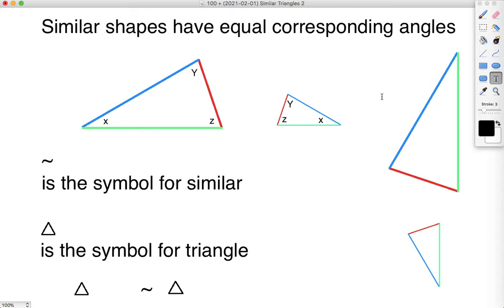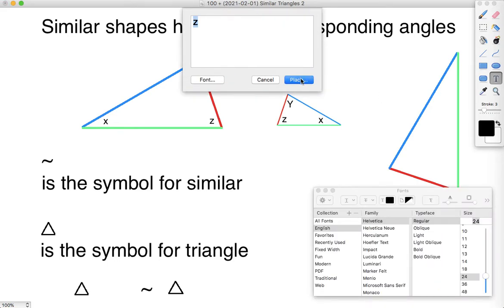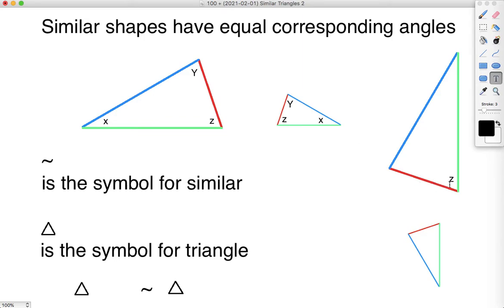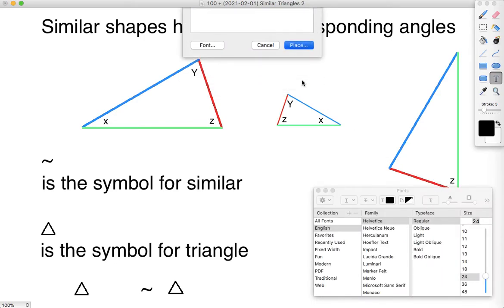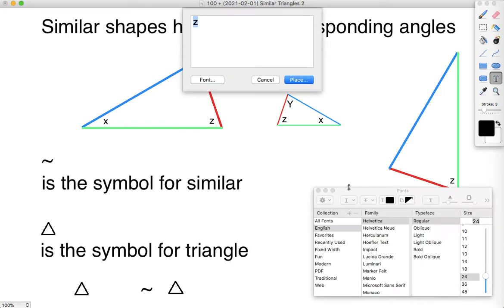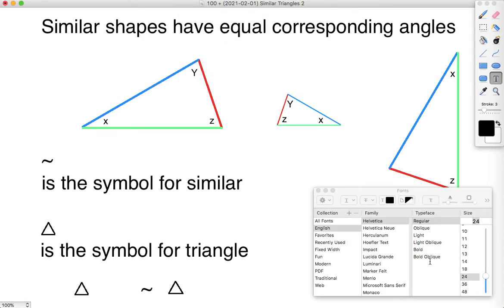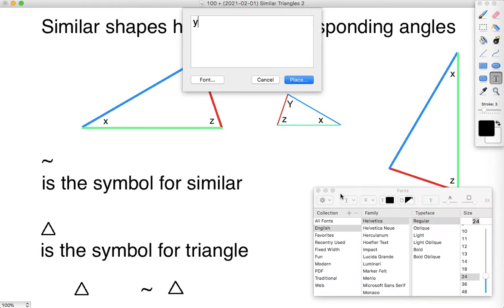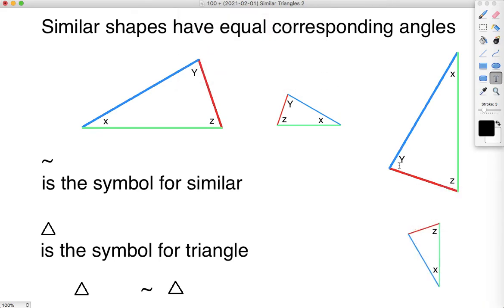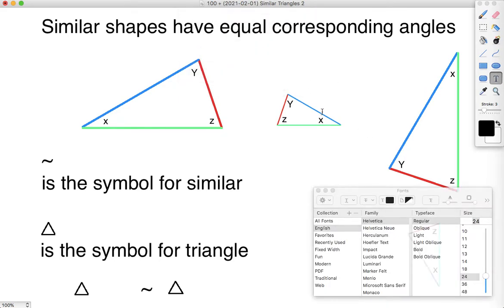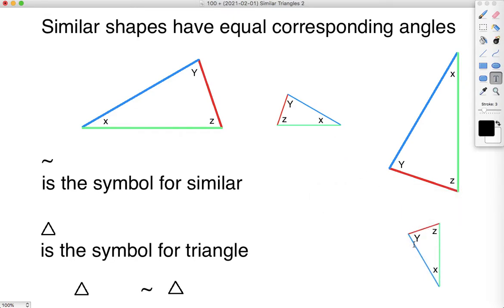I'm going to quickly label these same ones. So that angle Z is right here, the angle Z on this tiny one down here. X and Y. So one way of defining similar are shapes that have angles that are equal, corresponding angles that are equal. All right.